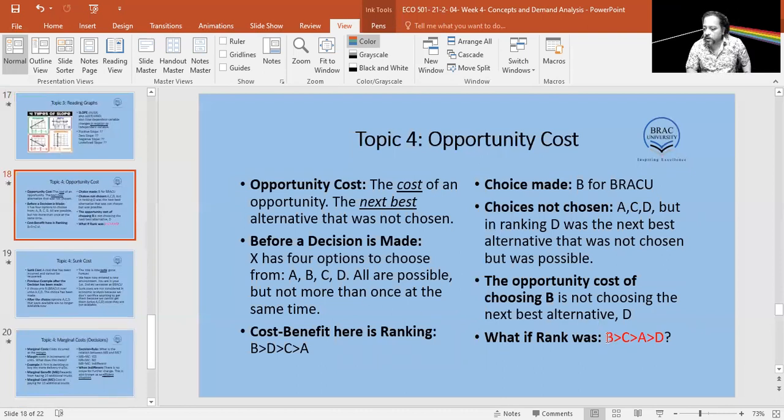And what happens if the ranking was like this? Then C would have been the opportunity cost of choosing B. If the ranking is this, B, D, C, A, then D would be the opportunity cost of choosing B.